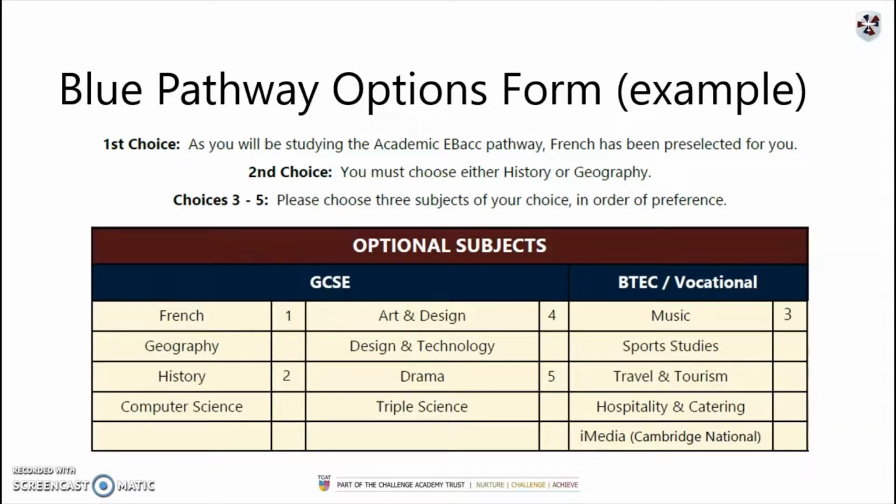So an example form, obviously French is first. This person chose history second. Music was their third choice, and they would accept art and design or drama if we couldn't fit any of those.